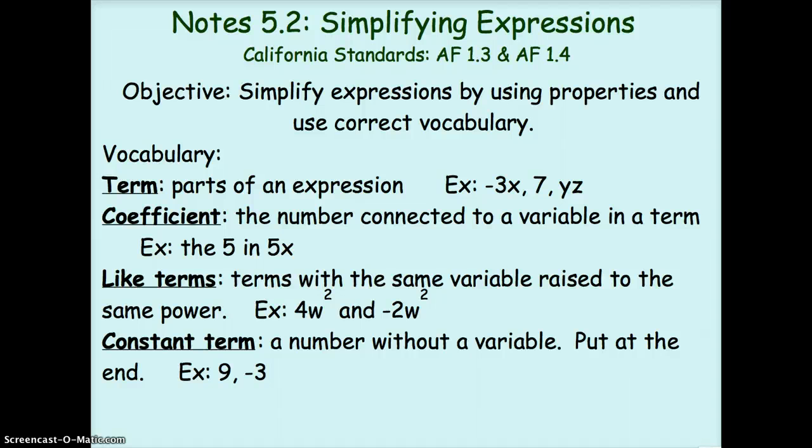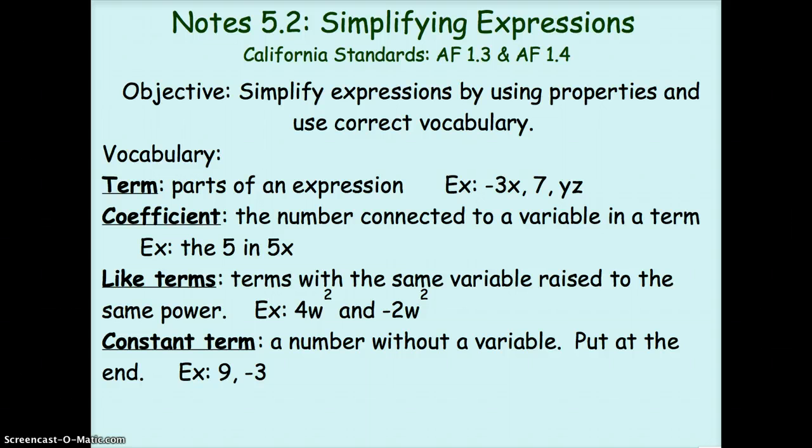Our objective today is to simplify expressions by using properties and to use correct vocabulary. It is important when you're referring to parts of an expression that you're using the correct vocabulary so that you understand what each part is. So let's go ahead and start first going over that vocabulary. And some of this should be familiar to you.